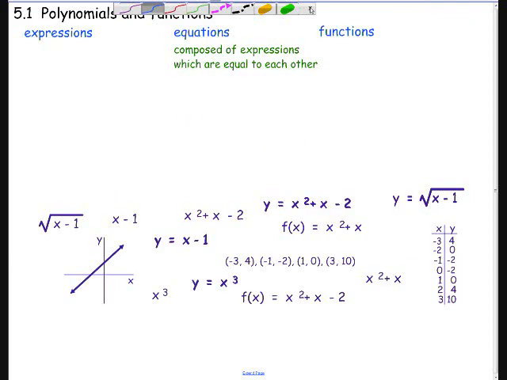We're going to deal for a few minutes with the definitions here. What is an expression? What is an equation? And what is a function? We're going to do that by trying to categorize what we've got down here. How would you categorize this?